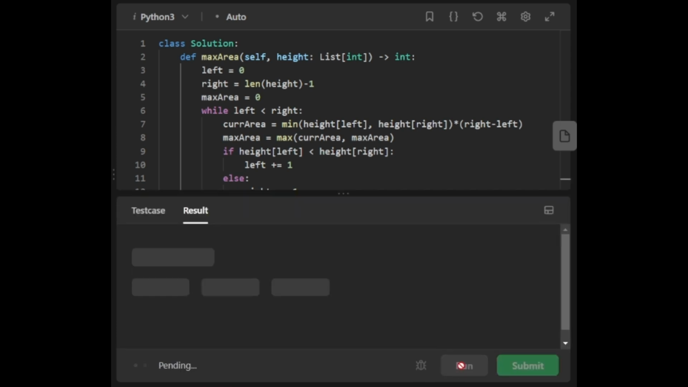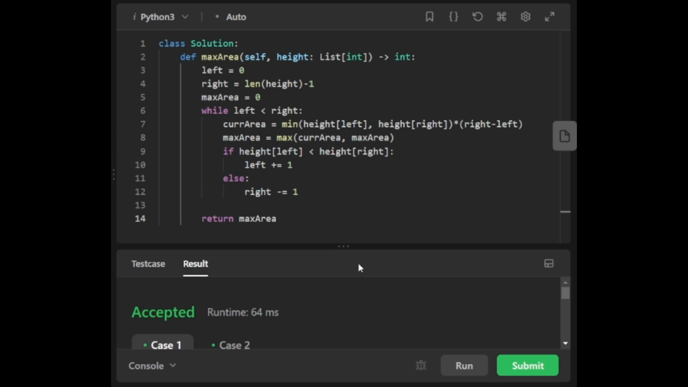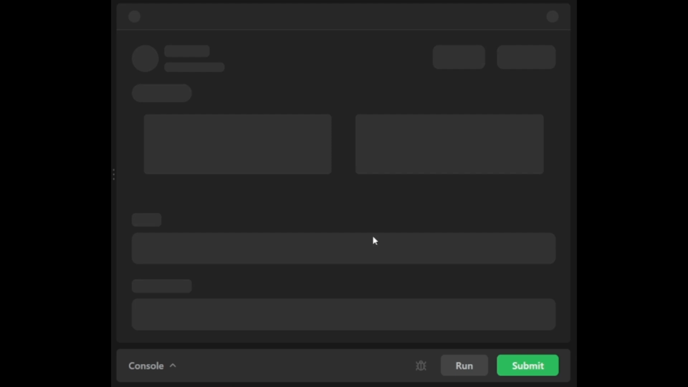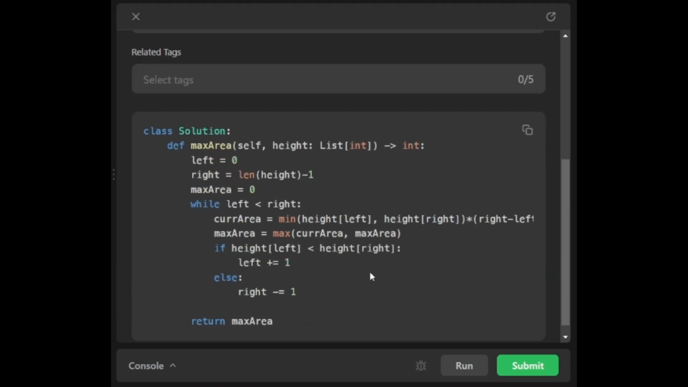Yeah, so let's run this. Yeah, so our test cases got accepted. The 2 test cases. Let's submit it to see the rest of the test cases. Yeah, so this is the logic that we have implemented behind this problem.